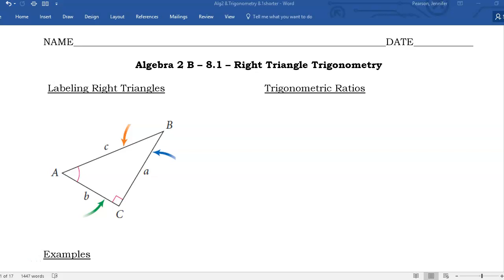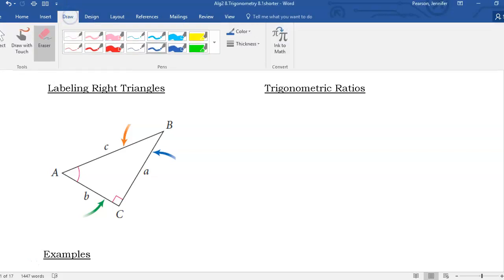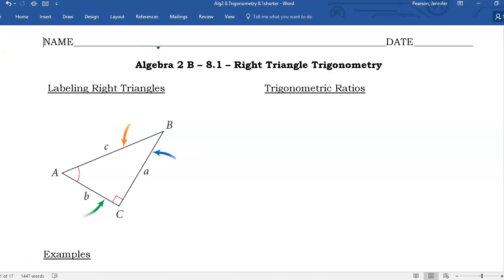This is Algebra 2B, Trigonometry Lesson 1, Right Triangle Trigonometry. We're going to start by labeling the three sides of our right triangle. Hopefully we remember this from geometry, but the right angle always points at the longest side of a right triangle, which is called the hypotenuse. Hypotenuse is always the longest side, always across from the right angle.